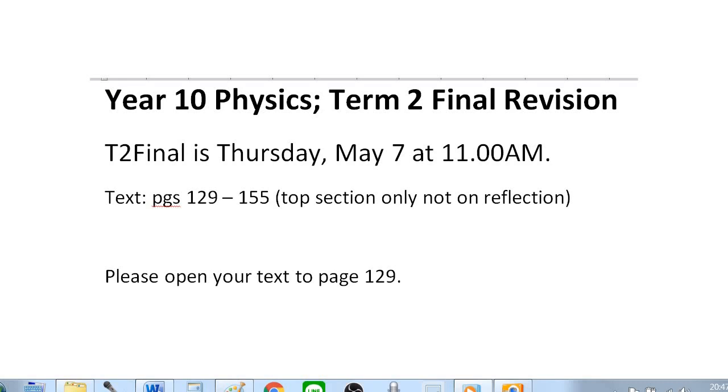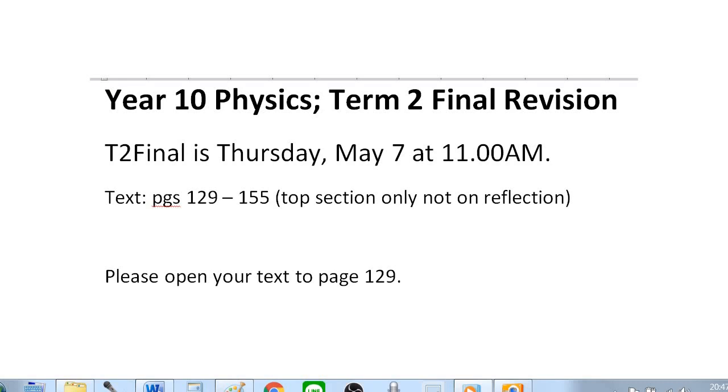So we talked about the two types of waves, longitudinal and transverse waves. Longitudinal waves, the vibrations are parallel to the direction of travel of the wave. So the particle motion is in the same direction as wave travel. And the example of longitudinal waves is sound. So the air particles are vibrating backwards and forwards in the same direction the sound is traveling. So those are longitudinal waves.